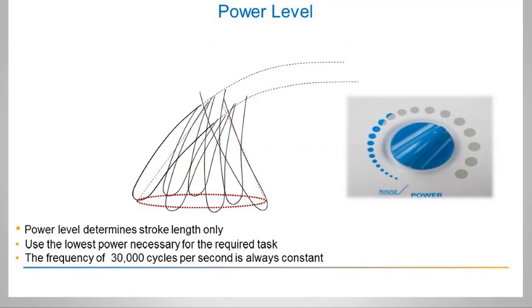So, as I mentioned, the power level determines the stroke length only. A rule of thumb is to use the lowest power necessary for the required task. And I would also say here, this diagram demonstrates the elliptical action, and as we change the power setting, we're changing this stroke length.